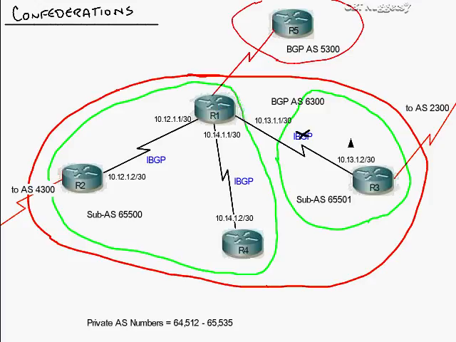This is kind of the scoop behind the scenes. This is a sub-autonomous system. It's a confederation. We're going to give router 1 and router 3 the scoop on the fact that they're not really running in a real autonomous system.